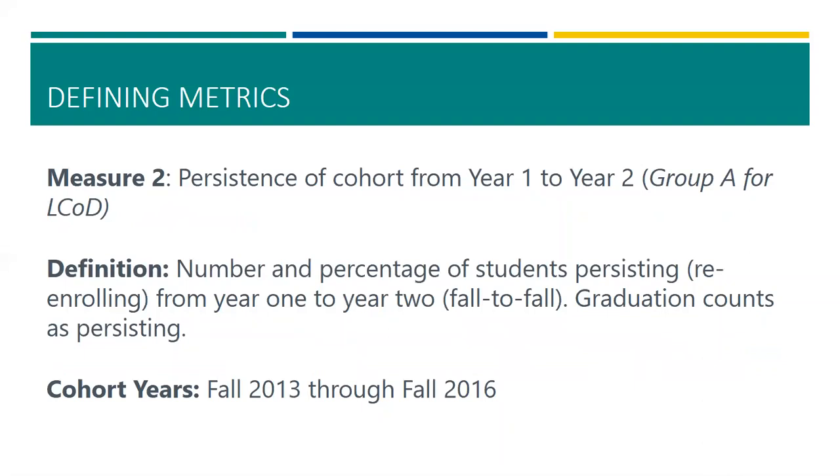This wouldn't be as applicable if you're looking at first time ever in college, because most of the students wouldn't complete in a year starting with 0. But if you are using the more inclusive cohorts, it's possible you had students come in with enough credit and they graduated in a year. We don't want you to have to exclude that they didn't persist. They were very successful in that case. So graduation counts.